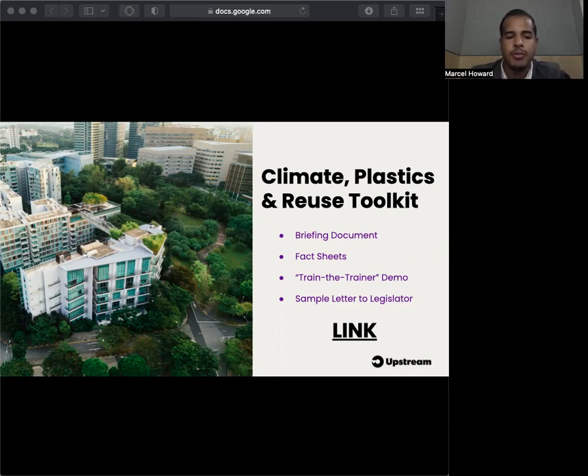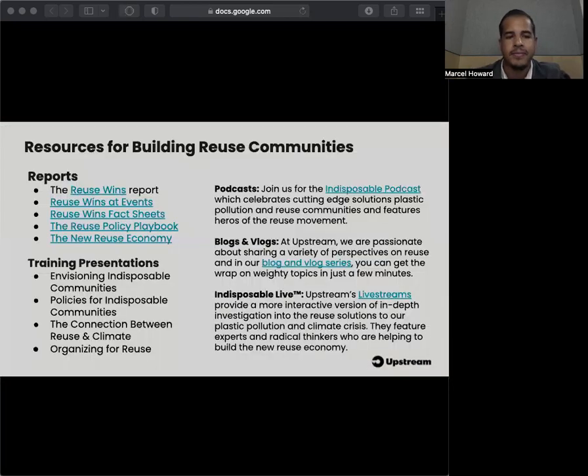We hope these resources will be very valuable in educating your community and government representatives on how reuse solutions offer one pathway towards a just and regenerative economy.